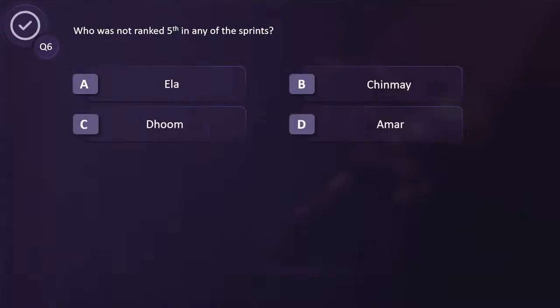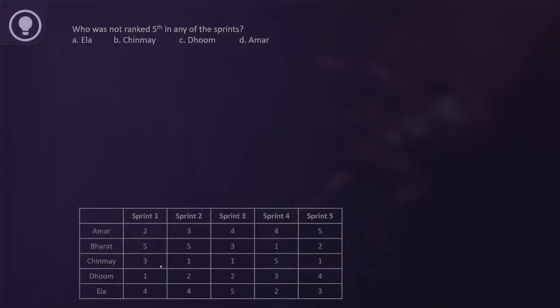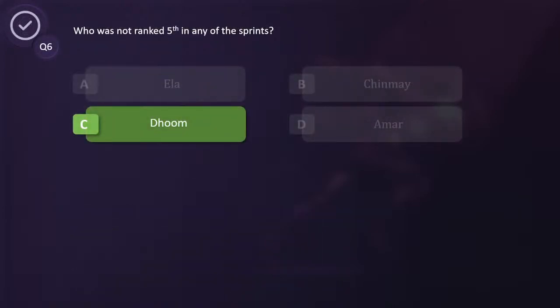Who was not ranked 5 in any of the sprints? So whose rank 5 did not come? I can see Dhoom not getting rank number 5 and everyone else has rank number 5. So the correct answer should be option C.